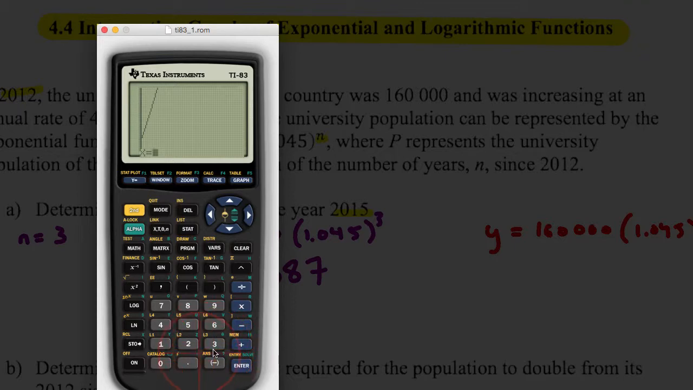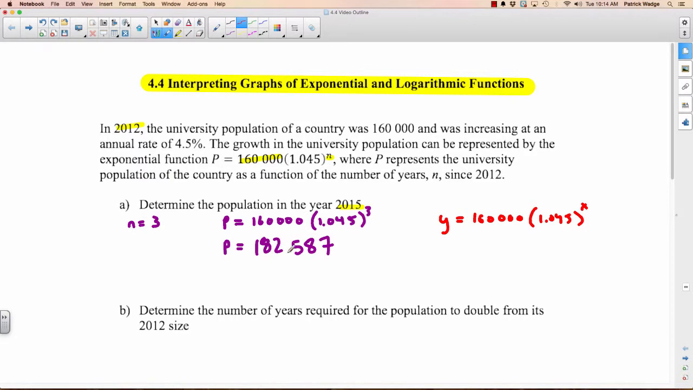3 years after 2012. So if I just put 3 in there and hit enter, I get that when X is 3, in other words after 3 years, the population is 182,587, and that's exactly the amount that we already found right here. So that's a second way you could also get the answer.